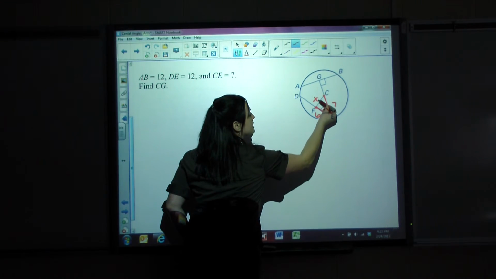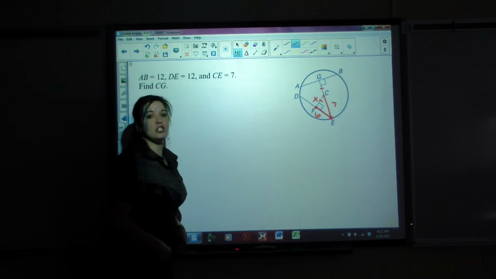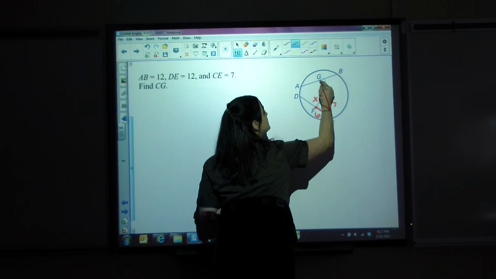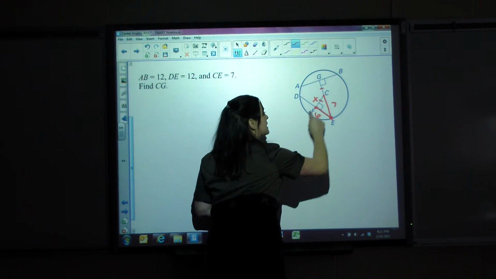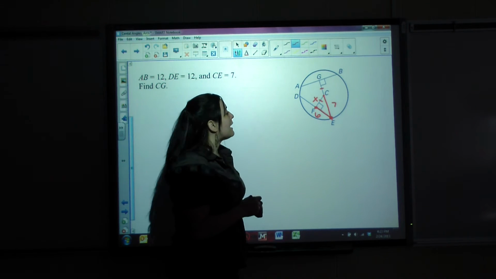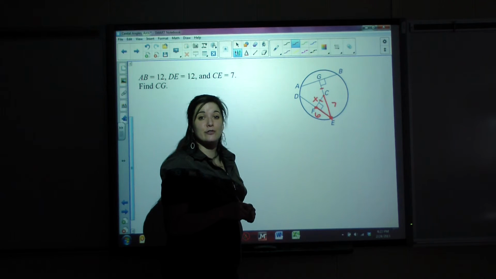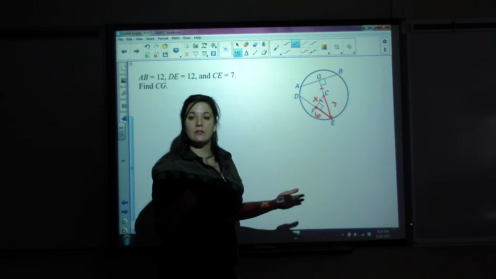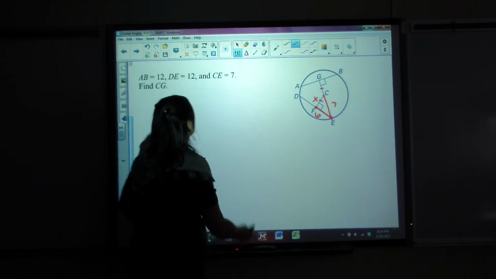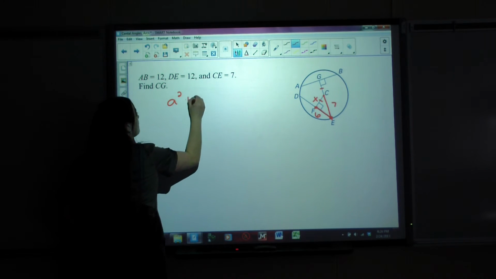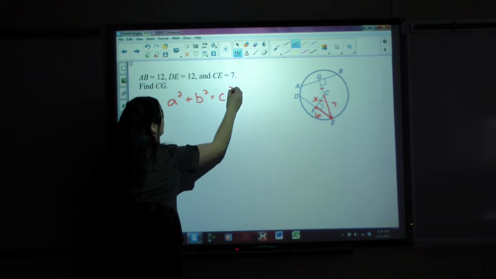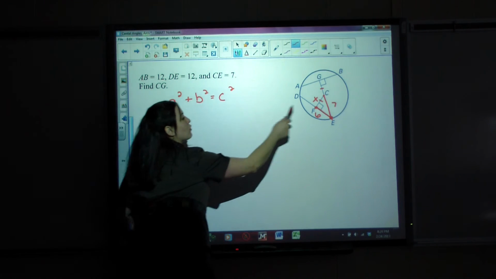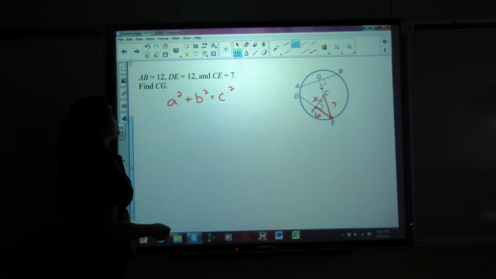However, this unknown, CF, is actually equal to CG. And that's what we're being asked to find, the length from C to G. It's going to be the same as the length from C to F. We just have to find it. And if you noticed, we drew a right triangle. To find one side length of a right triangle, we're going to use the Pythagorean theorem again. So we're going to use the idea of a squared plus b squared equaling c squared. What we need to remember, if you watched the Pythagorean theorem video, is that c has to be across from the right angle.